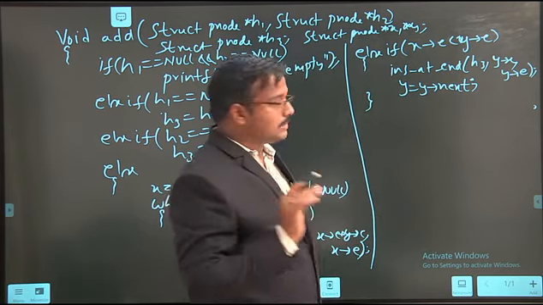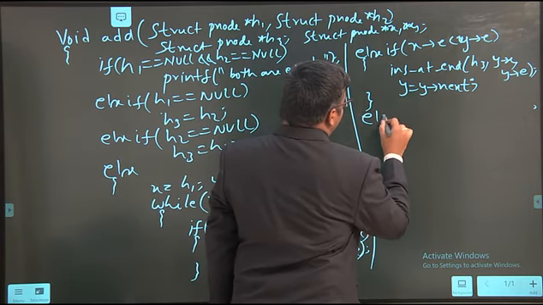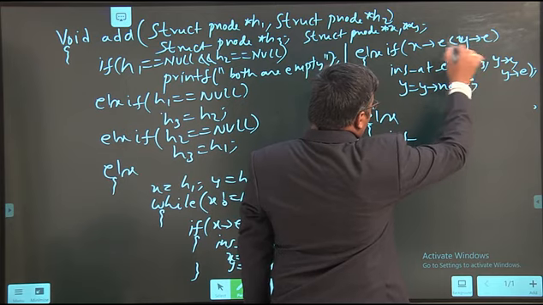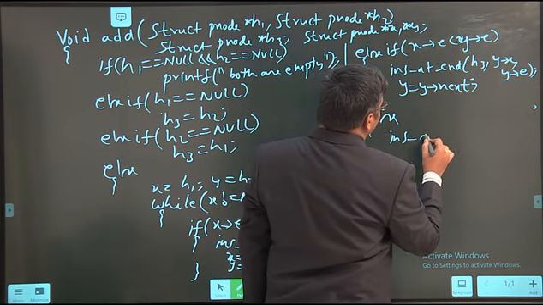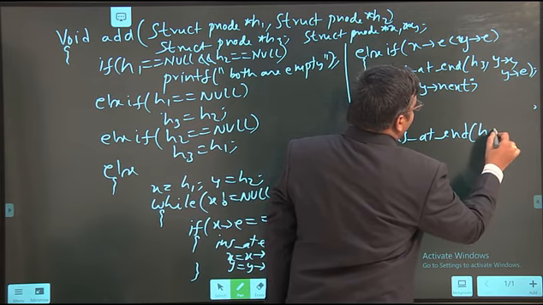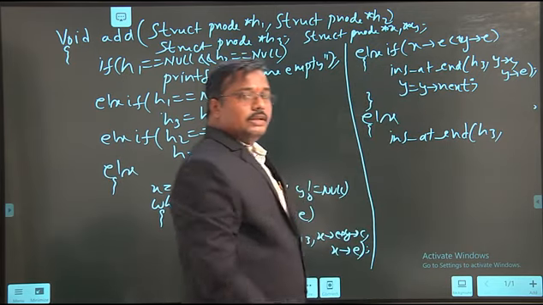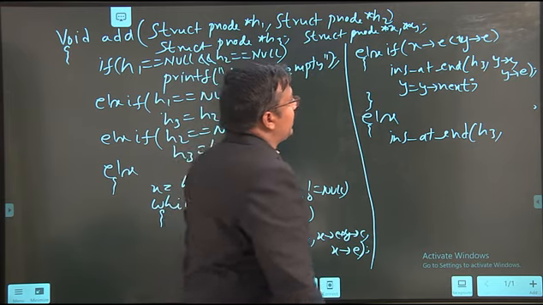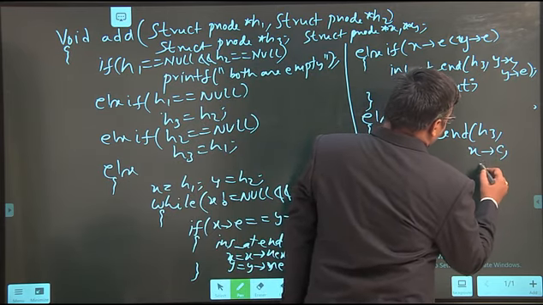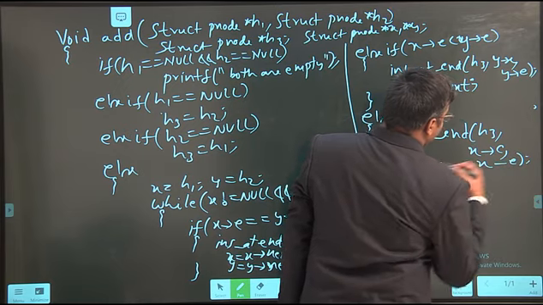Suppose that is not the case. What do I have to do? Say else. So this condition has failed. X of exponent is maximum. So insert at the end of h3, comma. So what do I have to do? So x of coefficient, x of exponent is copied.